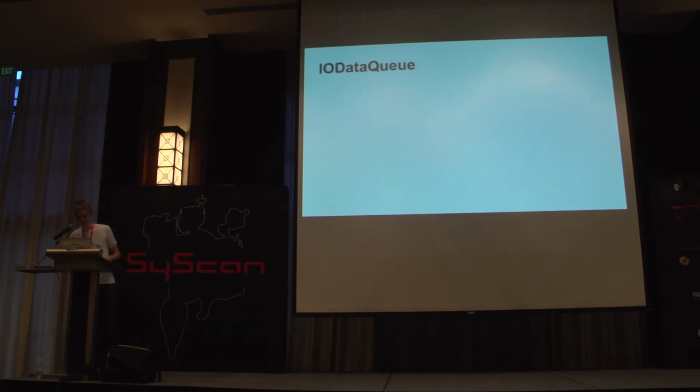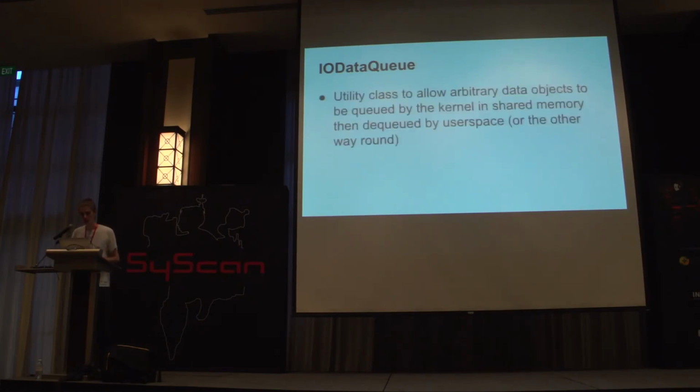The interesting first example for this is IODataQueue. This is a utility class used by lots of methods which override the clientMemoryForType method. The idea of IODataQueue is to be an abstraction that allows kernel space and user space to share a queue. For example, the kernel has a series of data objects, like events, that it wants to send to user space in a very low overhead manner. So they set up this queuing structure in shared memory. The kernel will enqueue things into the queue, and user space code will dequeue stuff.